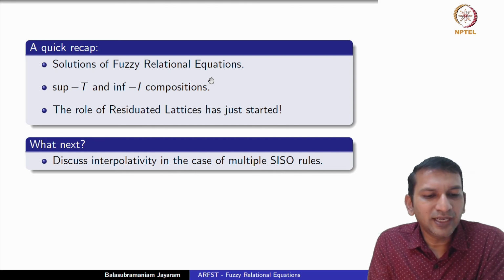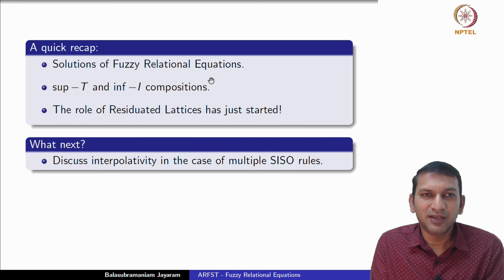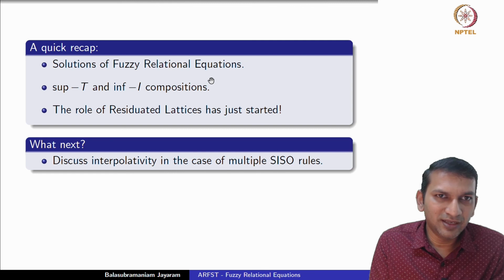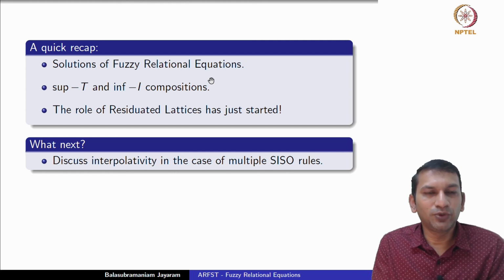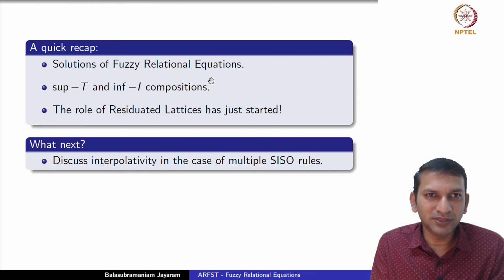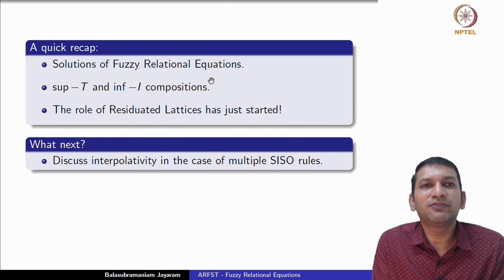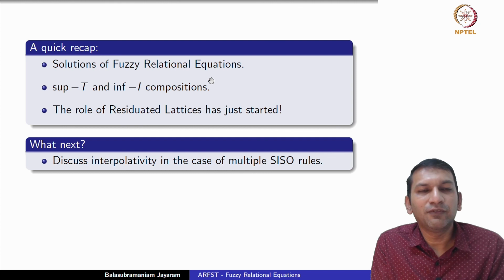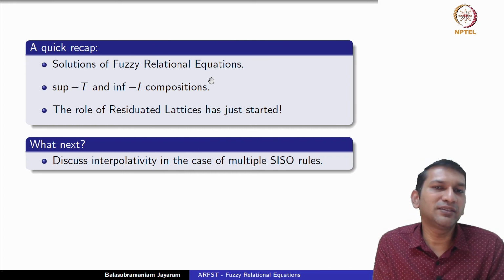So what next? We would like to discuss interpolativity in the case of multiple rules. This is the link part that we have actually discussed. As was shown in one of the slides earlier in this lecture, if you want to discuss interpolativity, we have this set of rules, the antecedents and consequents, A_i and B_i. If you take them to be matrices Q and P, what we are interested in is finding an R such that row-wise composition should give the corresponding row. That is what we are interested in.